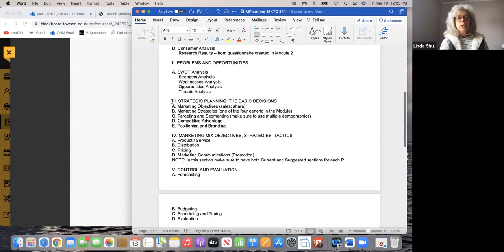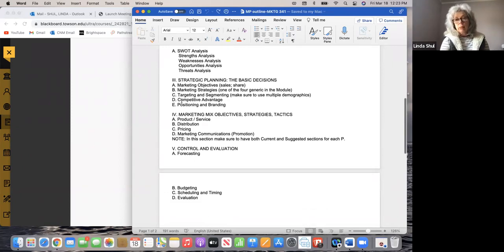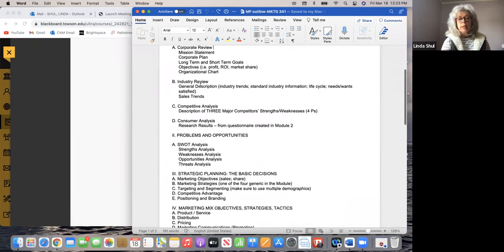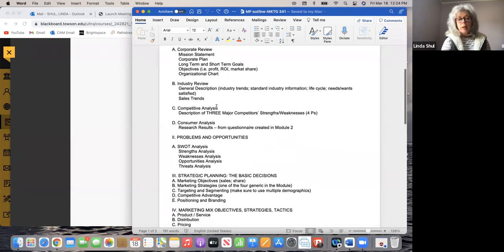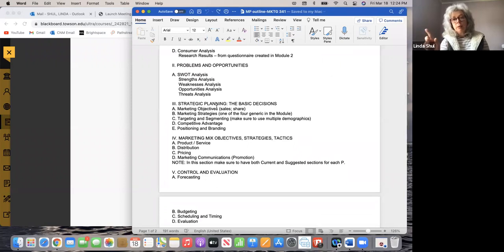Okay, so section 3 is strategic planning, the basic decisions. And this is a really important part of your marketing plan. Don't take it lightly. Your marketing objective, again, sales, market share could be part of this. And the objective also has to be measurable and time specific. You can take this marketing objective, it could be the exact same thing as up here, the long-term goals and objectives. You can actually copy and paste this and put it down here if it has to do with marketing.